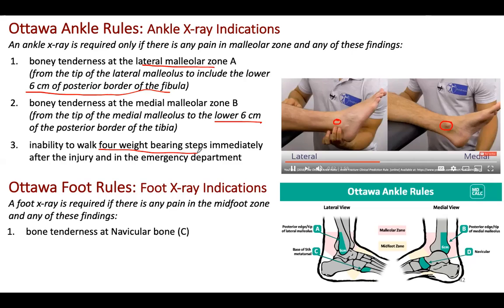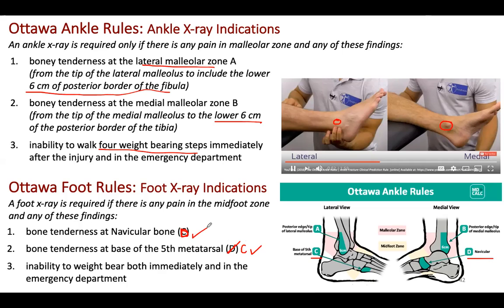if there is any one of these findings, bone tenderness at the navicular bone. Where is the navicular bone? Actually, this is the navicular bone. So this is a typo. This is point D. So this is the correct one, please correct it in the slide. Point D. Bone tenderness at the navicular bone. This is an indication of X-ray of the foot. Bone tenderness at the base of the 5th metatarsal. This is C. Okay. And again, inability to bear weight. This slide is important.